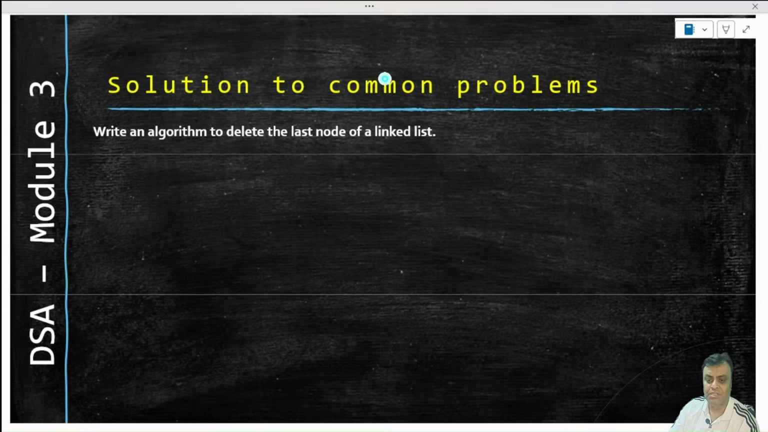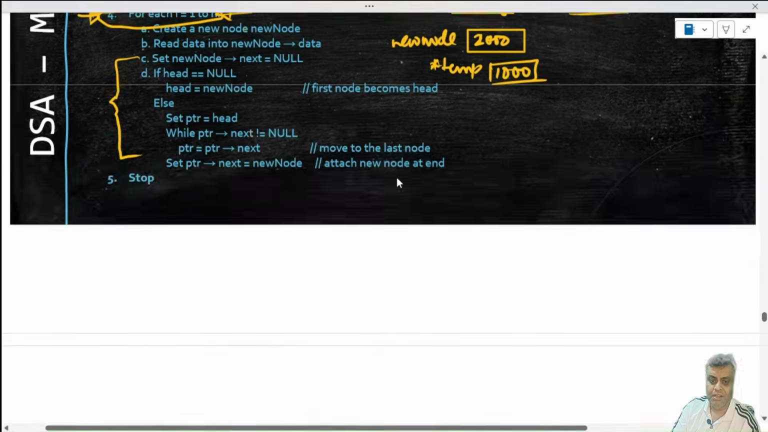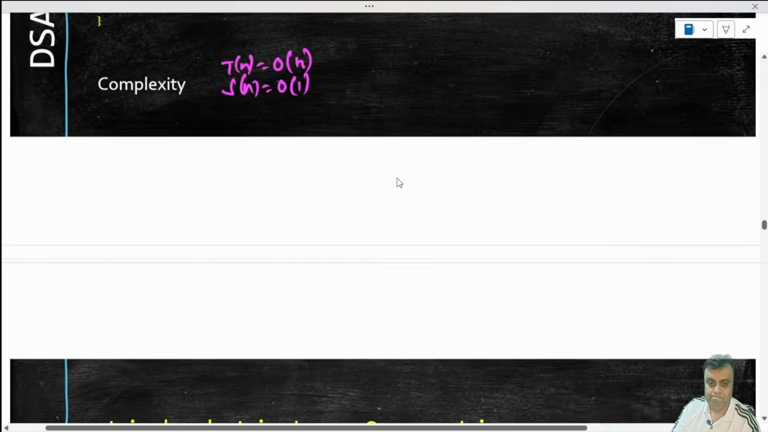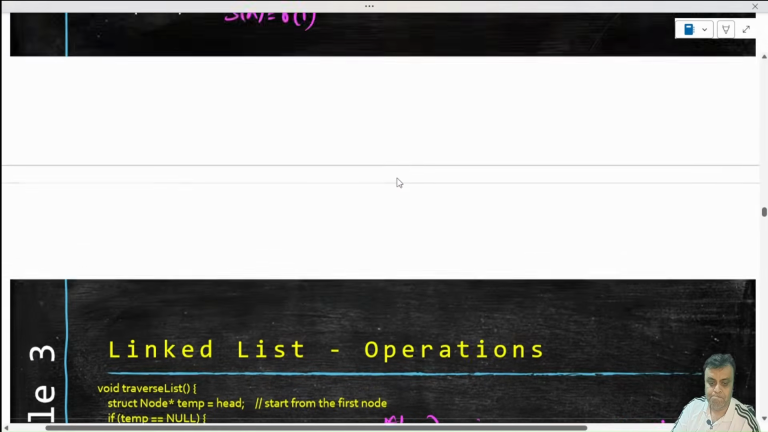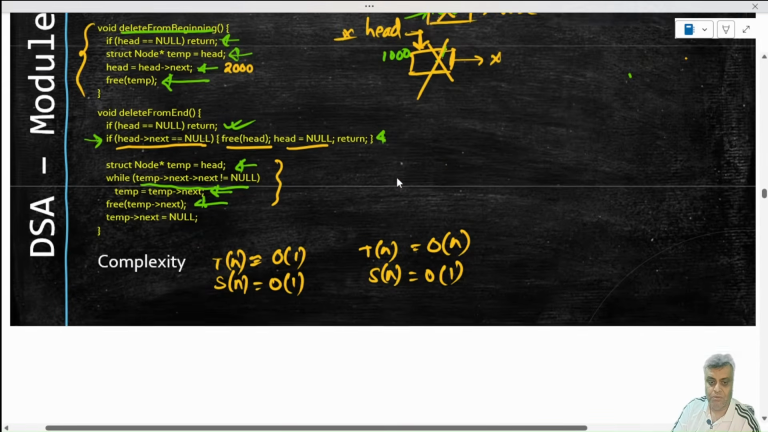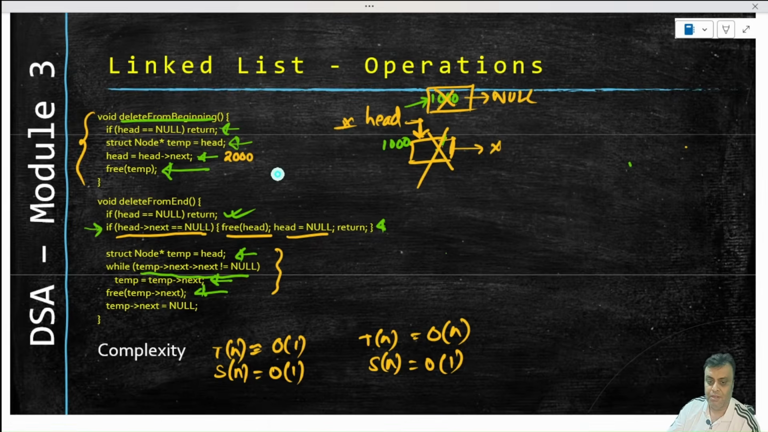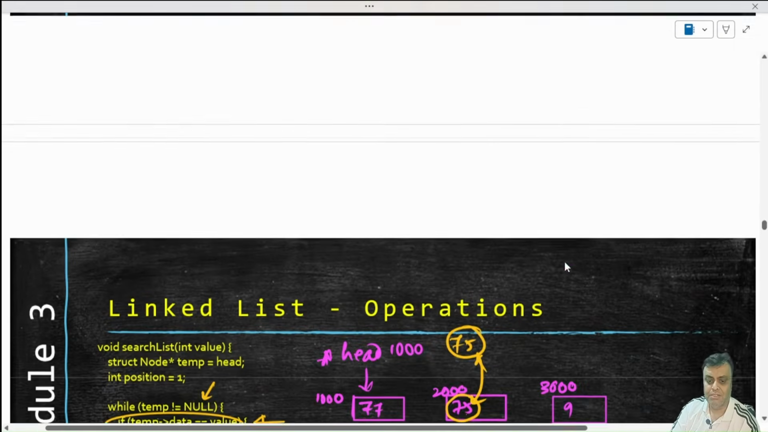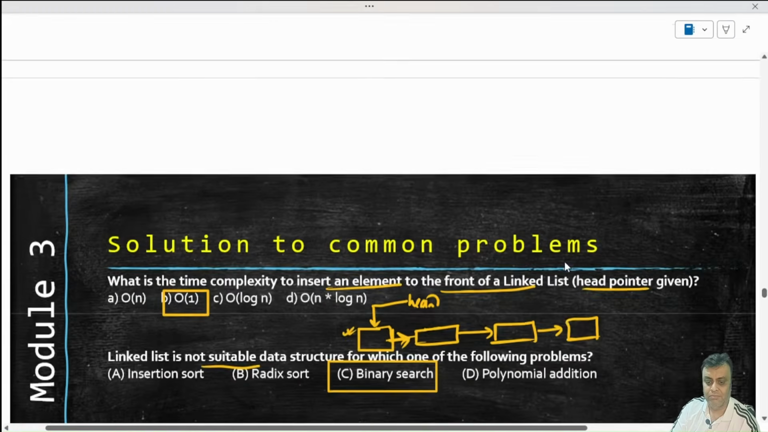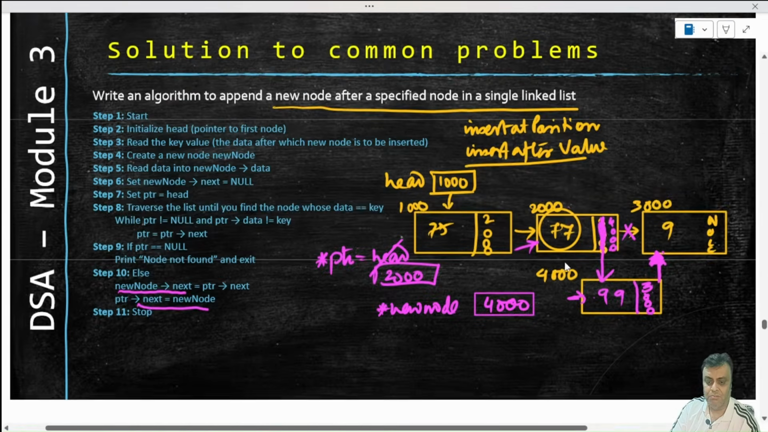Next question that comes is write an algorithm to delete the last node of a linked list. We have done this here where we said delete from end, if you remember. This is delete value, and this is the delete from end. So we have done this. This is the algorithm, so just refer back to the lecture. You will get an answer to that. The next part of this is I think around polynomials.